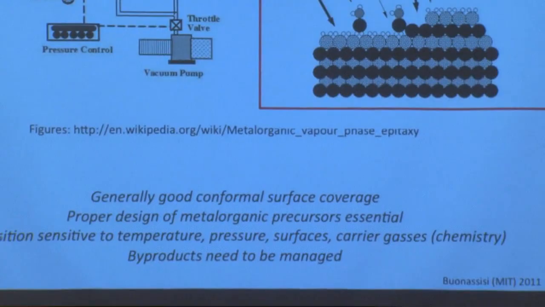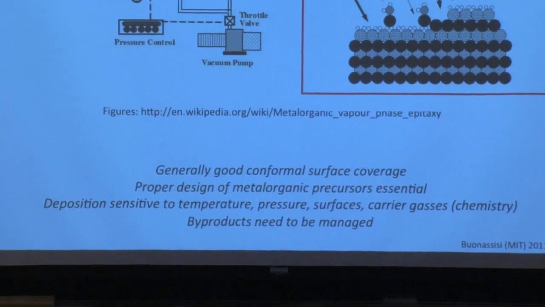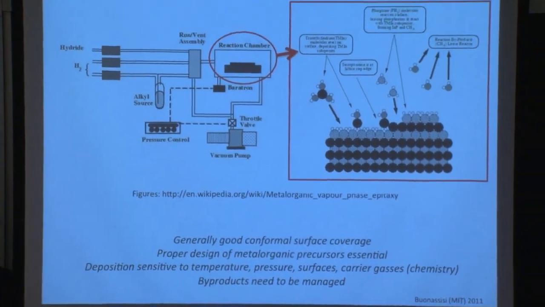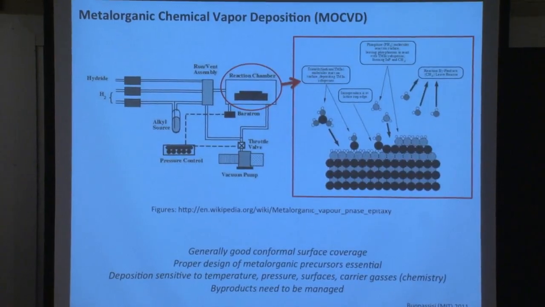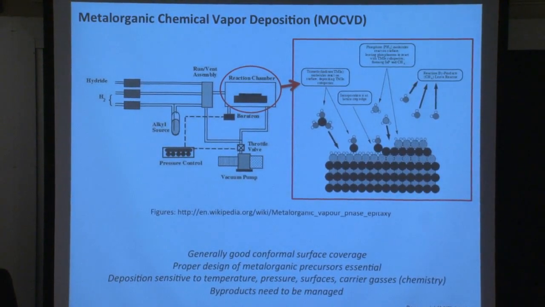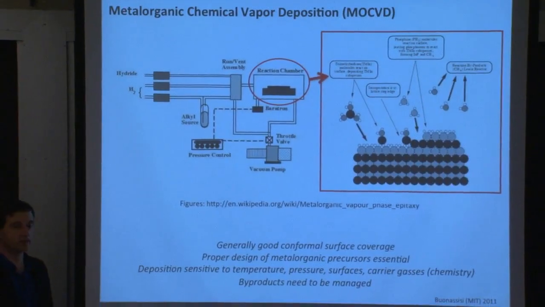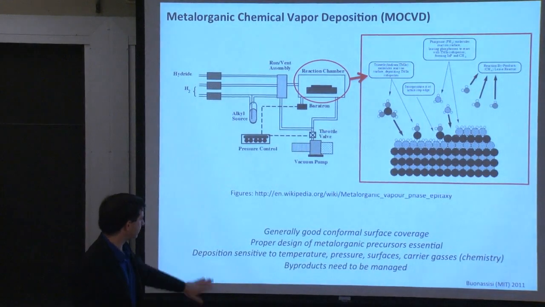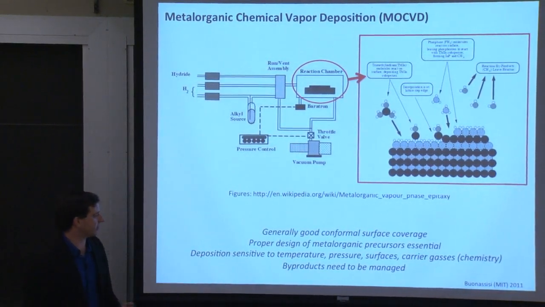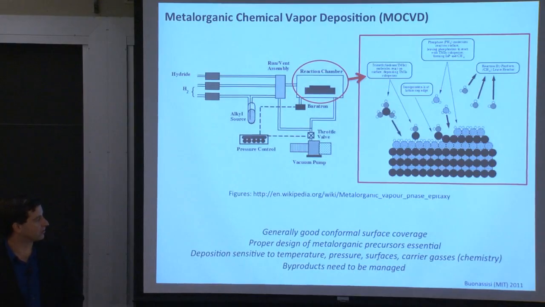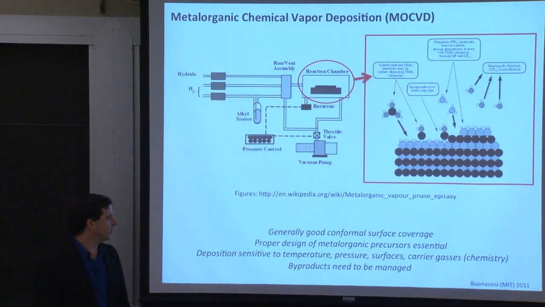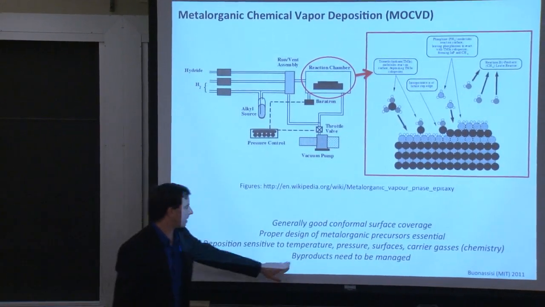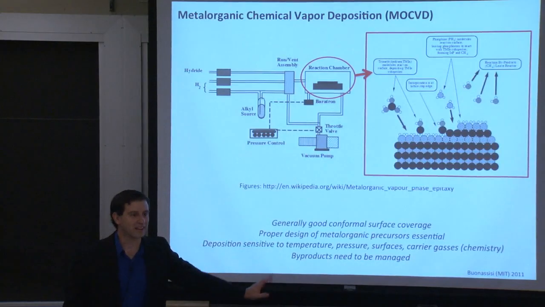Okay, so the proper design of metal organic precursors is essential. You can easily see how if you change the molecule that you're bringing in, all of a sudden your reaction temperatures are changing, the rate of deposition is changing, right? And you have to optimize your growth process all over again. So part of the trick of doing good MOCVD is knowing your chemistry, being able to design or synthesize these metal organic precursors. And the deposition process is very sensitive to temperature, pressure, the precise surface orientation and preparation, and what carrier gases are mixed in with the metal organic precursor that you're putting in. And the byproducts obviously need to be managed. So that's MOCVD in a nutshell.